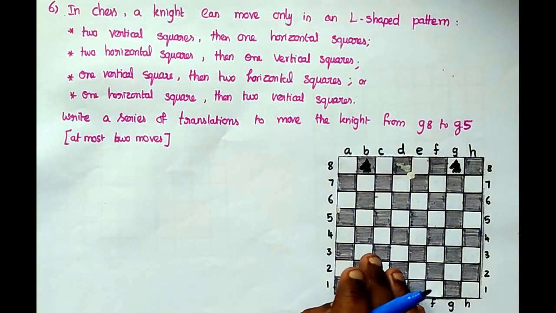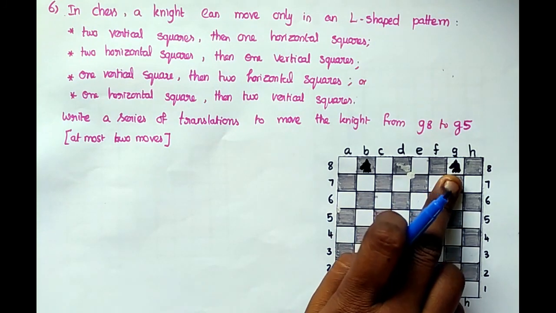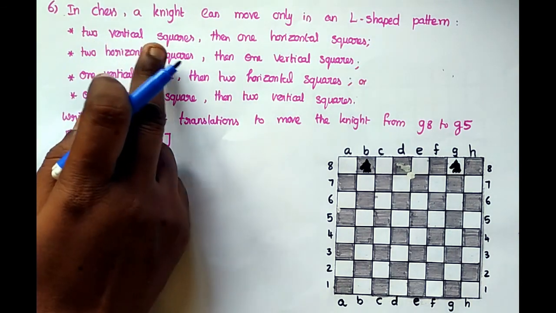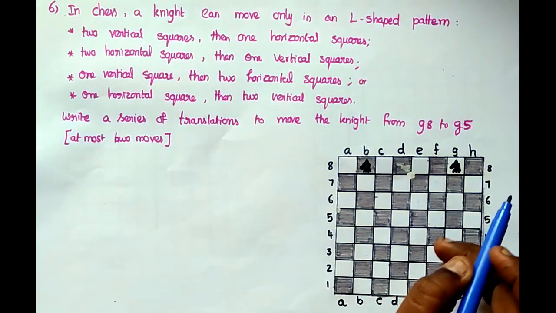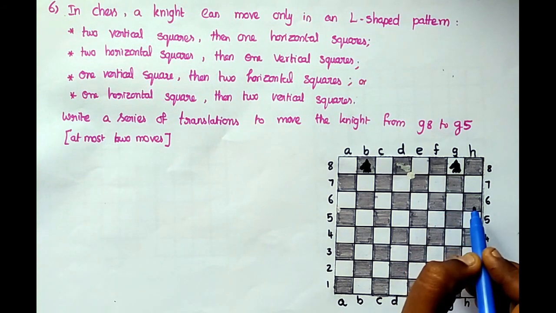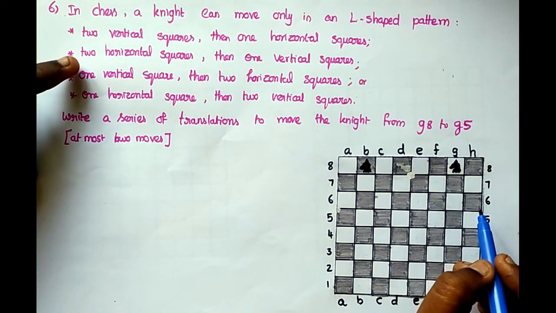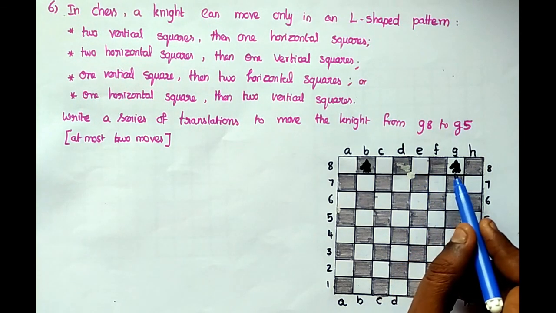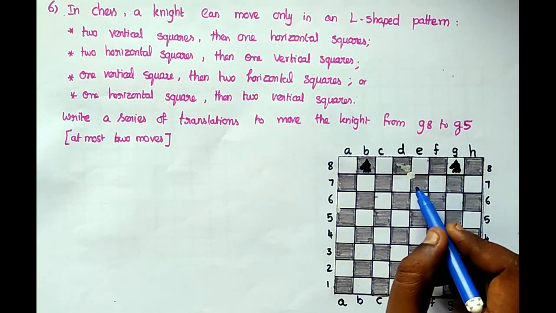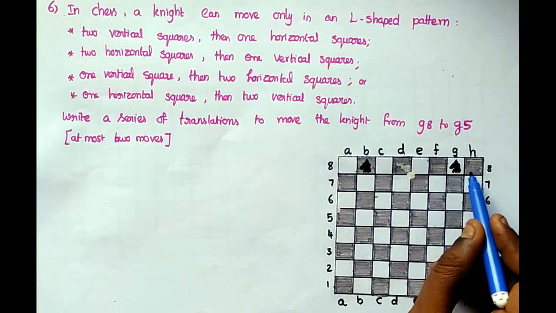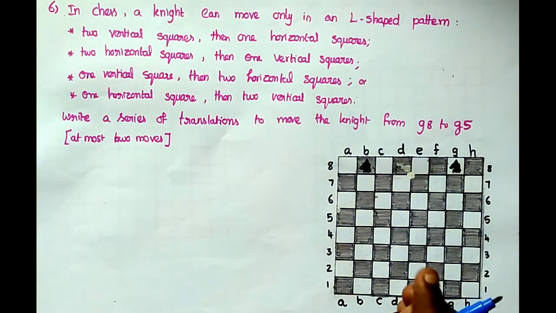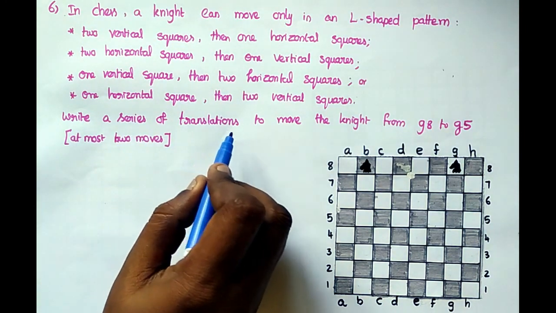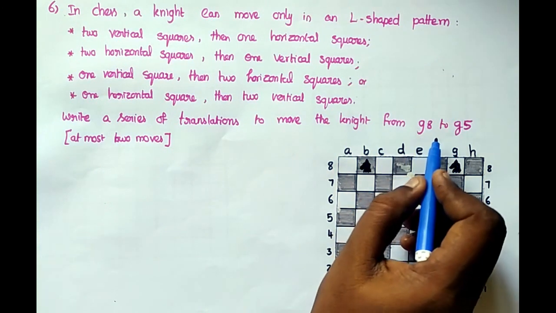Sixth sum, in chess, a knight can move only in an L-shaped pattern. We know that very well. It may be two vertical squares, then one horizontal square, or two horizontal squares and then one vertical square, or one vertical square and then two horizontal squares, or one horizontal square and two vertical squares. These are the options. Now write a series of translations to move the knight from G8 to G5.